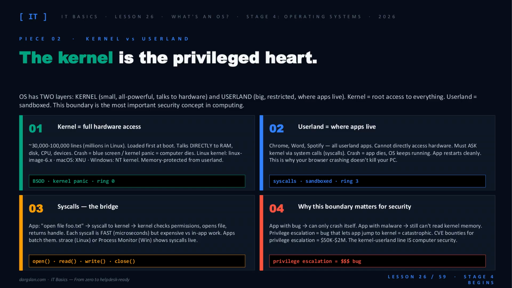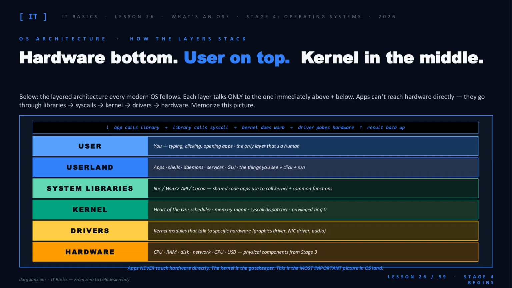Userland apps can't touch hardware directly. They have to ask through system calls. That's the bridge we'll look at next, and it's exactly why your browser dying doesn't take your whole PC with it. Privilege escalation bugs that break this boundary sell for $50,000 to $2 million, because this line right here is computer security.